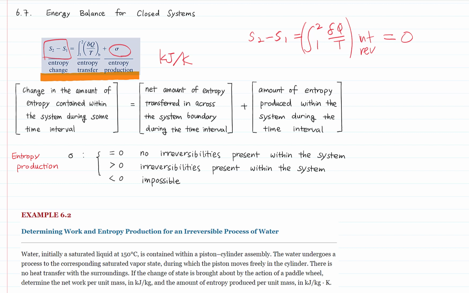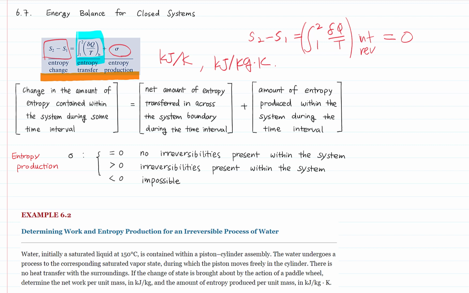So it has the same unit as entropy, kilojoule per Kelvin, or on a unit mass basis, it's kilojoule per kilogram Kelvin. Entropy production is path dependent. The entropy production is not a property. The integral of delta Q over T represents the entropy change due to heat transfer. Heat is path dependent. It is not a property.